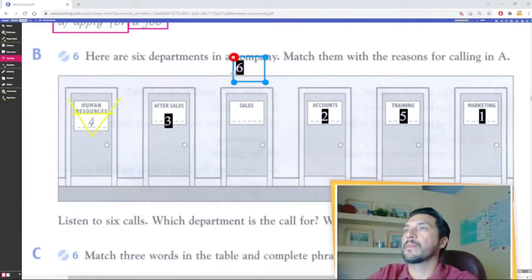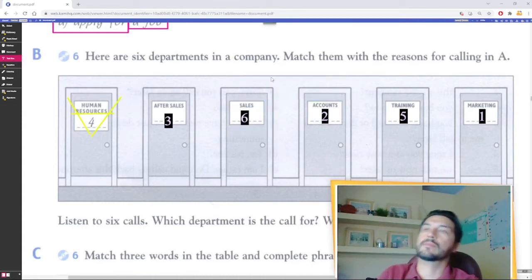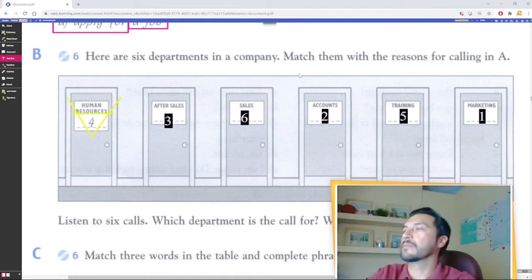Call 6. Hello, I placed an order with you this morning and I'd like to change something. Sorry, you've come through to the wrong extension. I'll put you back through to reception and they'll be able to connect you.